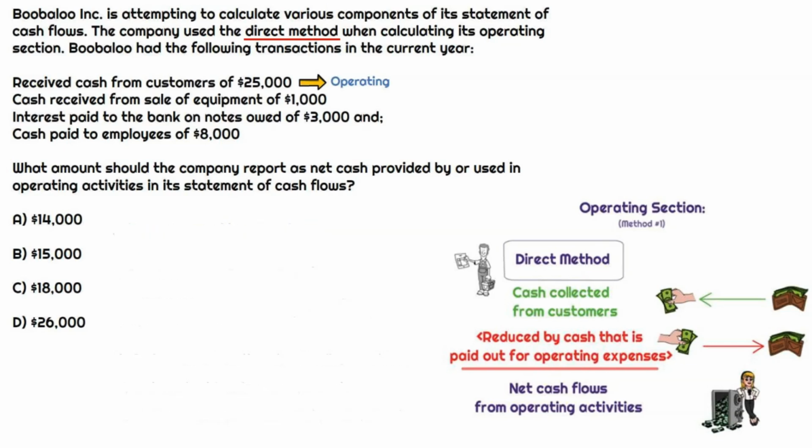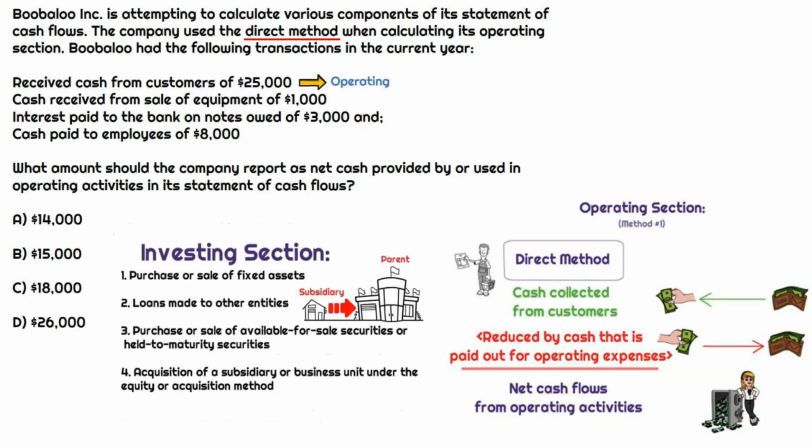So how about cash received from the sale of equipment? Unless the company's primary business activity is to buy and resell equipment, then it's going to go in the investing section, because anything related to purchasing or selling fixed assets like property, plant, and equipment is an investing activity, so that gets excluded from the operating section.